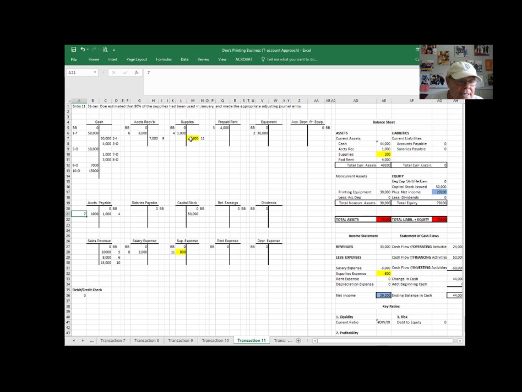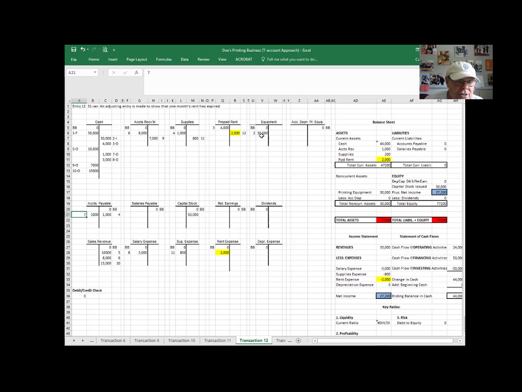We used up 80% of them. Credit supplies, debit supplies expense. Transaction 12, we adjust our rent for 1 month's rent. Credit prepaid rent, debit rent expense. That could be 1 month or 1 year.